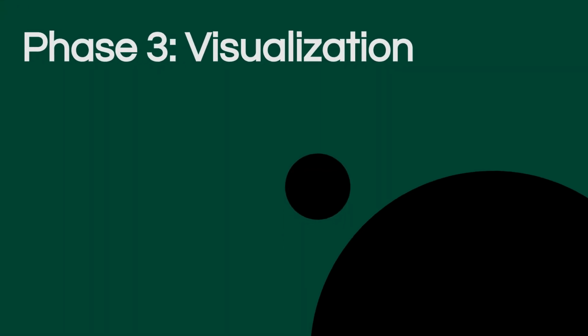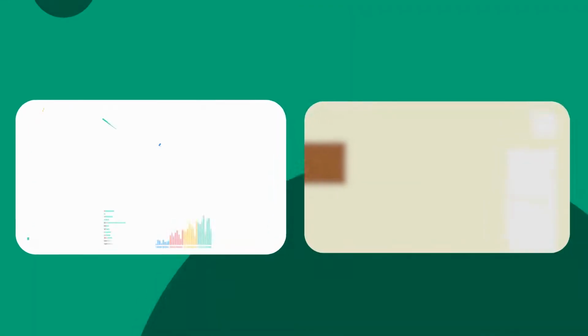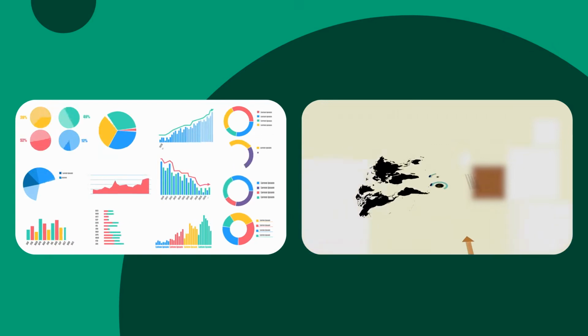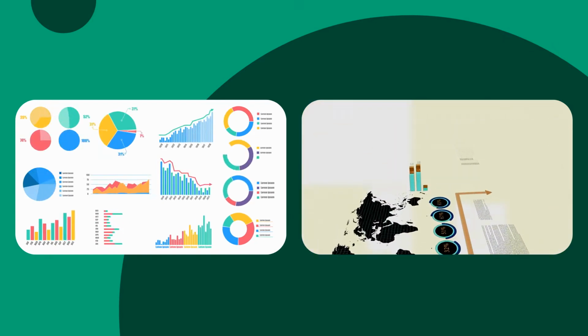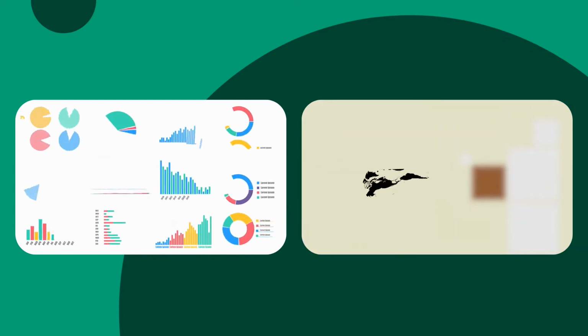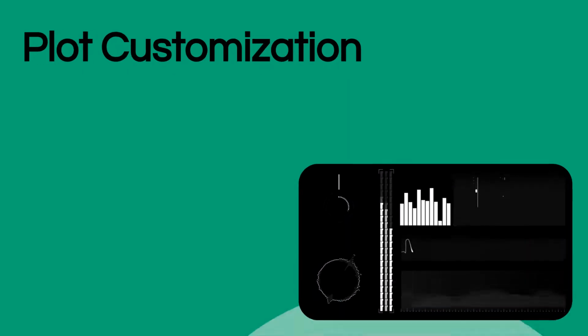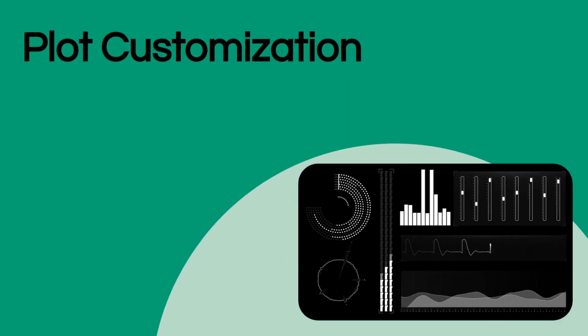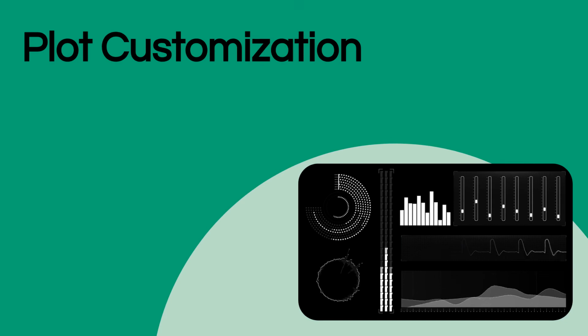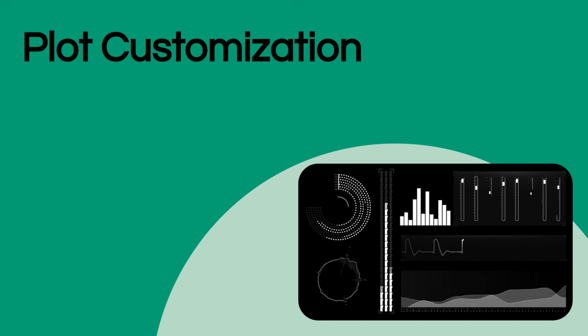Next is phase 3, data visualization. This is often the most impactful way to present your analysis results. We will create multi-subplot visualizations to display different aspects of the sales data side by side for a comprehensive view. We'll focus on customizing titles, axis labels, and colors to ensure the plots are clear, professional, and dashboard ready.